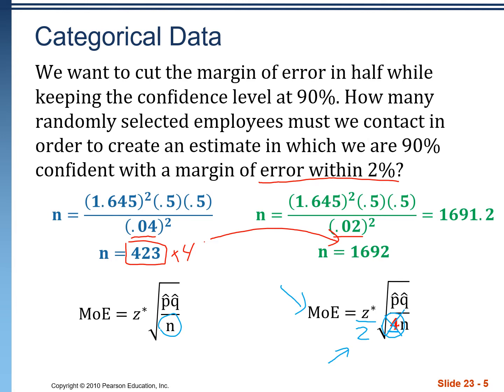So if we wanted to cut the margin of error to 1%, from the original 4%, we would have to use a sample size 16 times as big.